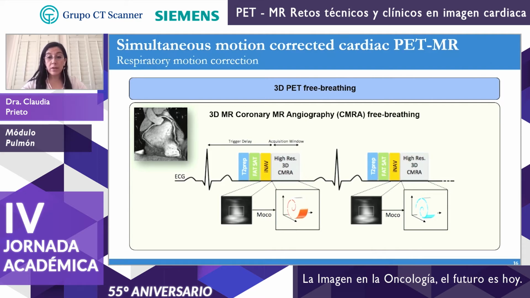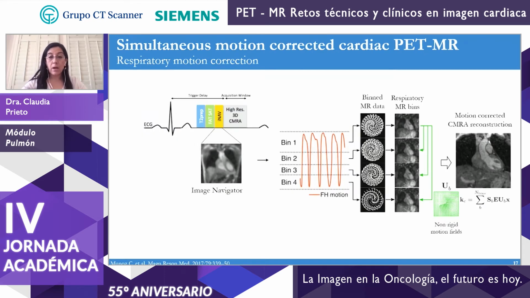We also use a Cartesian trajectory with a spiral-like order with good undersampling properties that enable assigning data to different respiratory bins for non-rigid motion estimation. The foot-head motion estimated from the image navigators is used as a surrogate to bin the CMR data into different respiratory bins, which extend from inspiration to end expiration, from where each bin's data can be reconstructed and registered to a common position to estimate the motion fields that are then incorporated in the reconstruction.